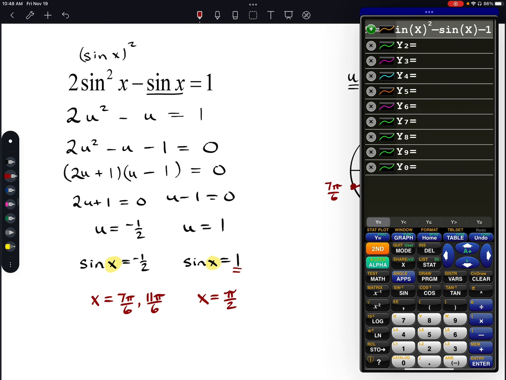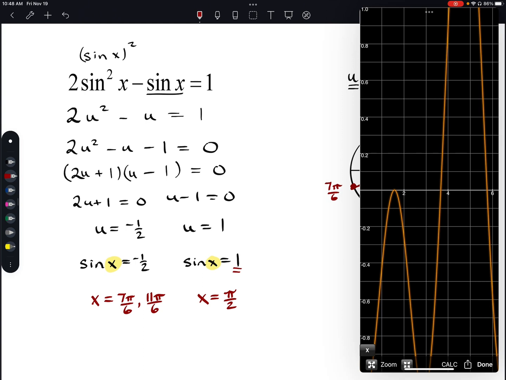So let's graph it. And you'll see that it looks like it bounces right there. So there's one answer, right? That's our 1.57, so that's our pi over 2. Here we have that 3.66 there. That's going to be our 7 pi over 6. And over here is our 11 pi over 6. So 3 answers, what we're looking at right there.